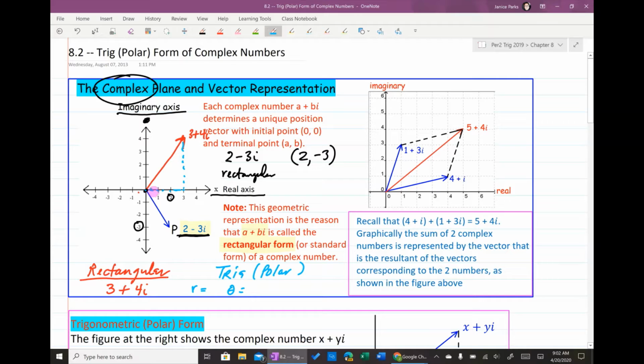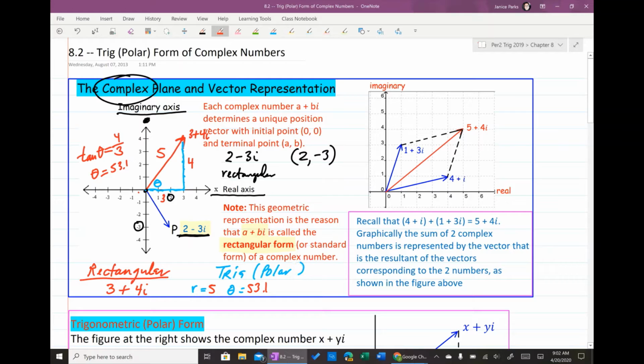So this is going to be theta. R is going to be, if that's 3 and that's 4, then this is definitely 5. So that's the radius. And theta would be found by making tangent theta equal to y over x, or opposite over adjacent. So you end up getting about 53.1 for theta if you use inverse tangent here.